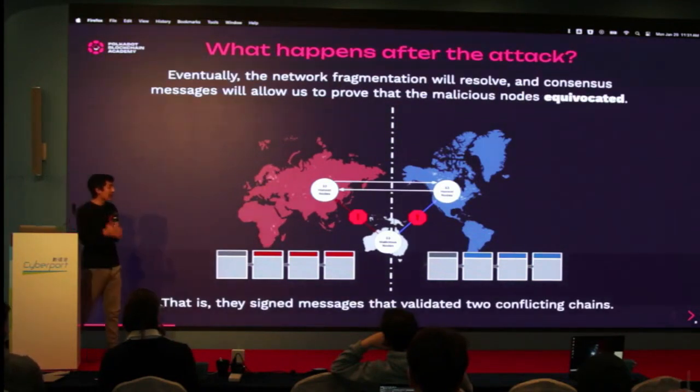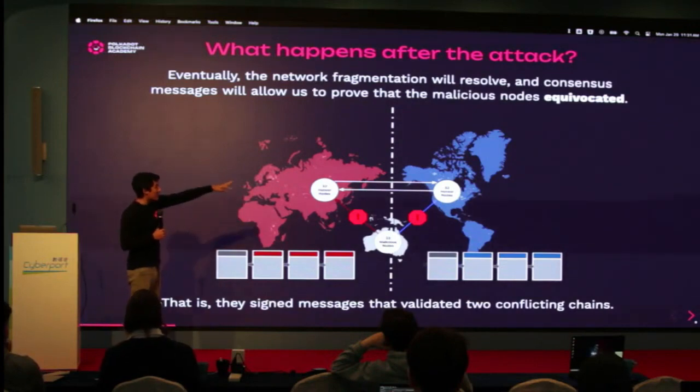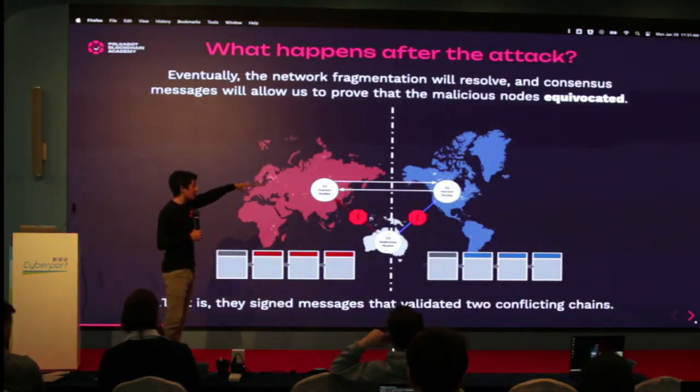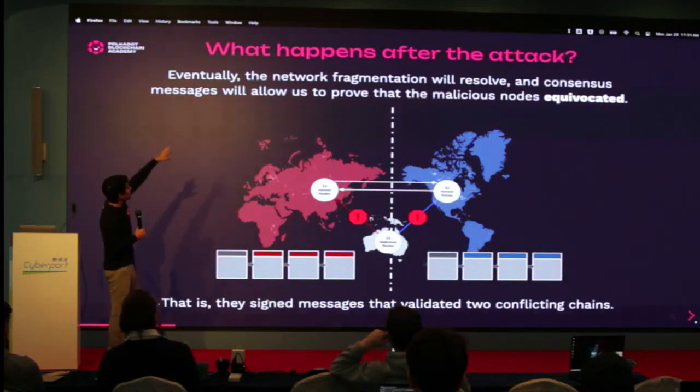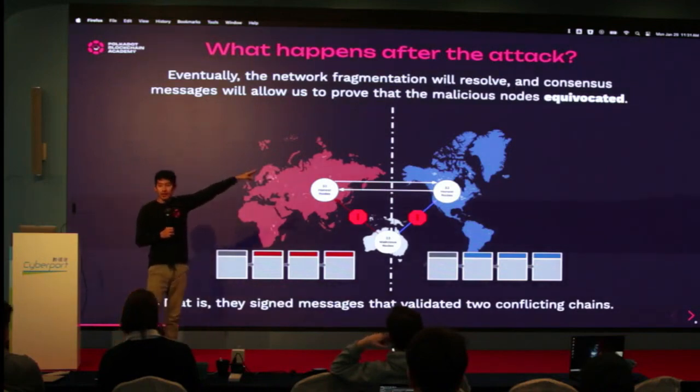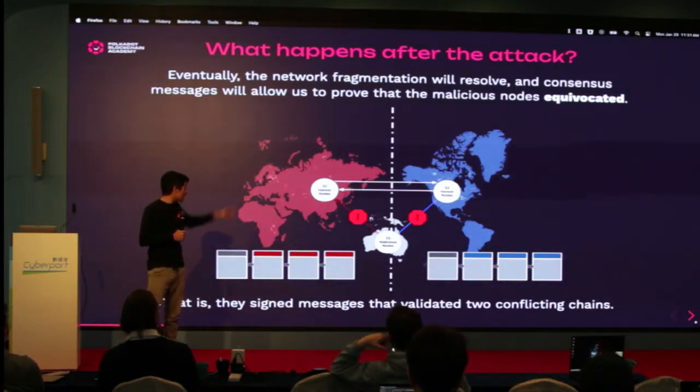So after some time, activity, the fragmentation goes away, and you actually have the two honest regions talking to each other. And they realize that Australia has been lying to them the whole time. They realize there was actually an attack happening, right? And they're actually able to prove the malicious nodes equivocated. And what does that actually mean?